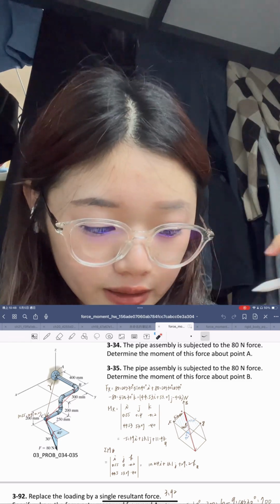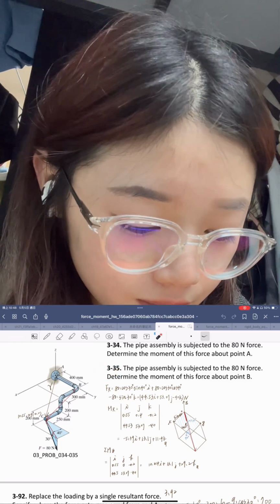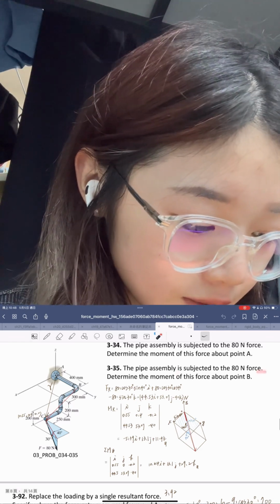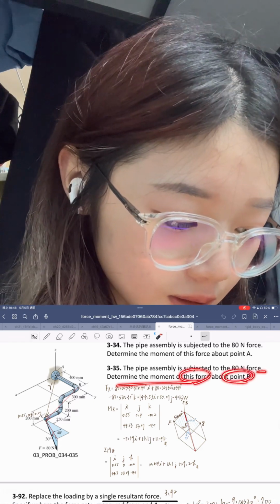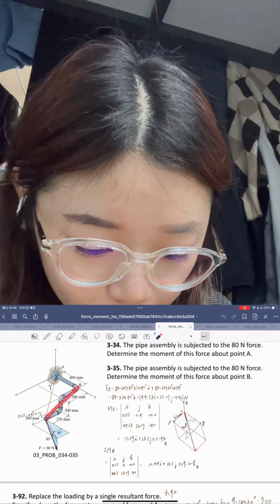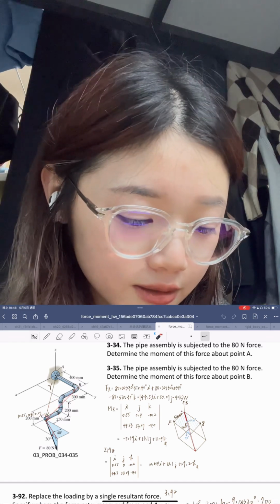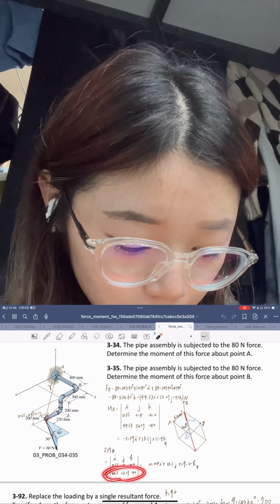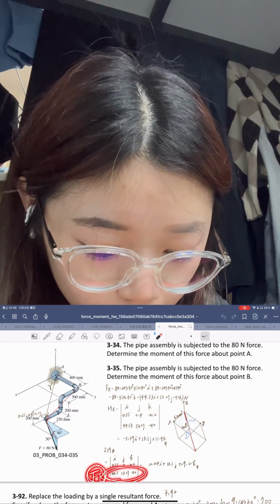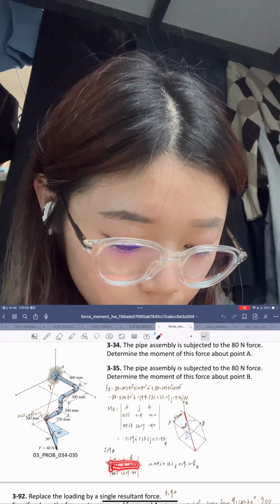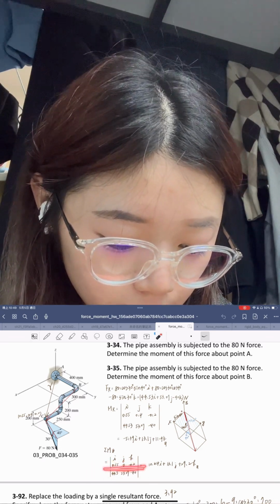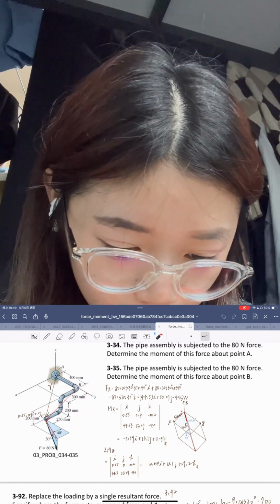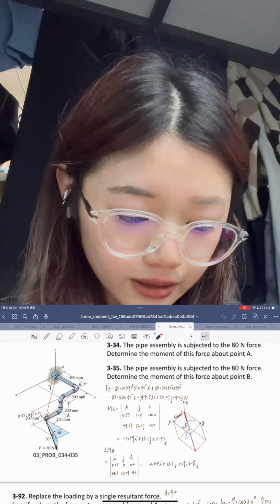Okay. And the next question is 3.35. The pipe assembly is subject to the 80 Newton force. Determine the moment of this force about the point B. What is point B in here? So just the same as this picture, and with a different line, we will know with the same, because this is FR with the same, and we just need to know the axis with the XYZ with the B, so we know the answer. It's a simple answer, right? And the answer is just like this.